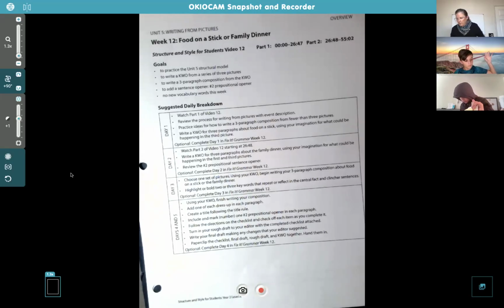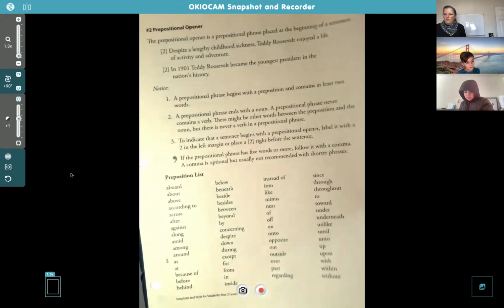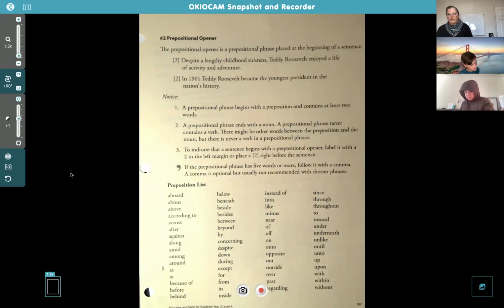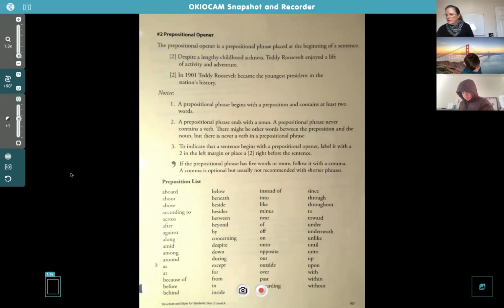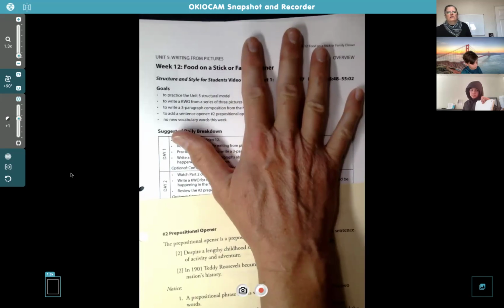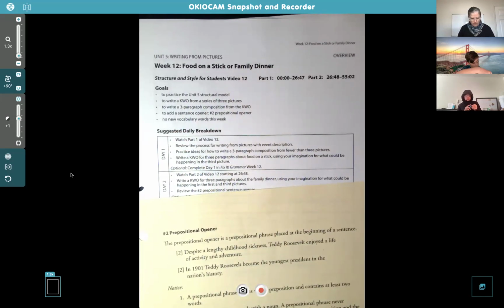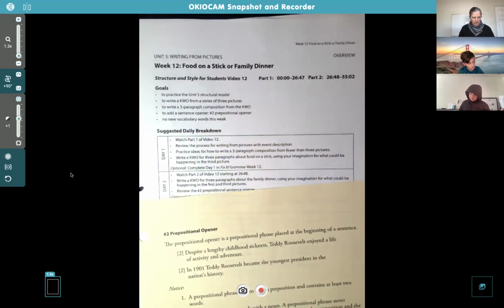Go ahead, Sawyer. I don't have that page. It should be with week 12, page 107. Which story is that? This was the one from last week called Food on a Stick or Family Dinner. Okay, I screenshot it. It's after that one. Brownie, ice cream, food on a stick, food on a stick or family dinner.